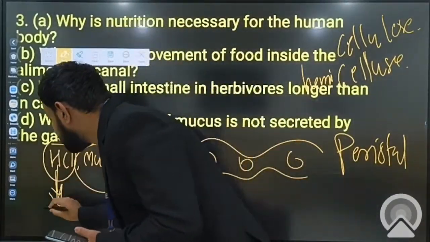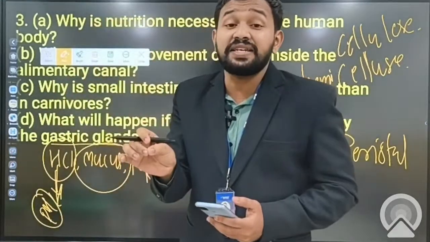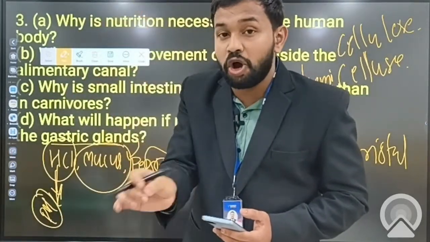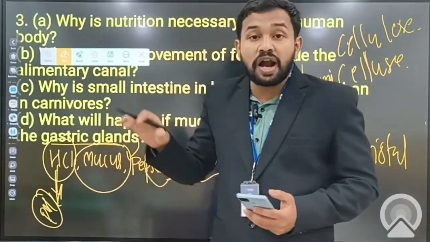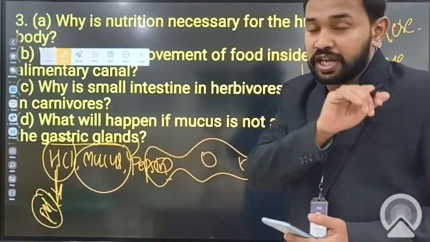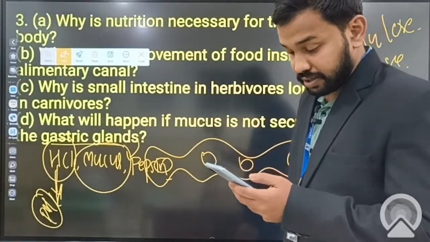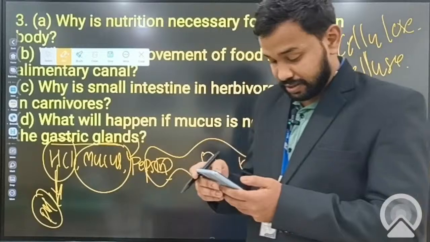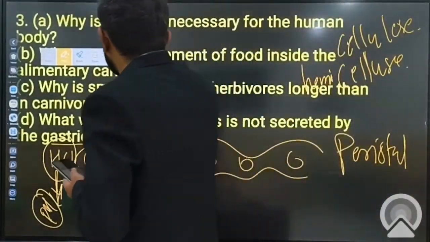The acidity of HCl is very high, the pH is very low. That's why the entire walls are protected by mucus. Is it clear? Then we can move into the next question.